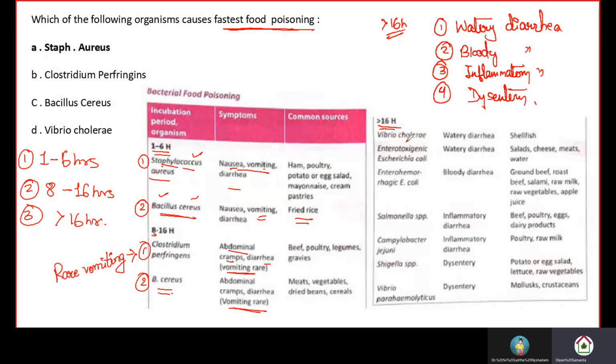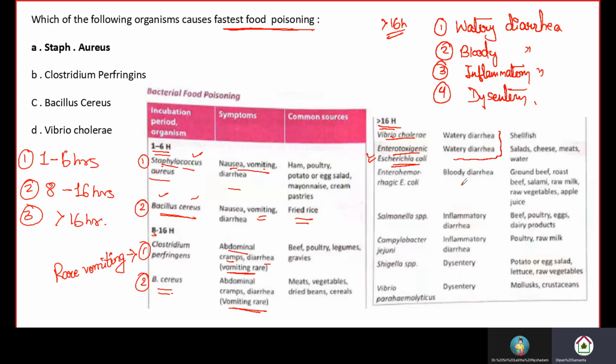So watery diarrhea means Vibrio cholerae or ETEC. We'll study about this also. Enterotoxigenic Escherichia coli. Enterotoxigenic E. coli occurs from salads, cheese, meats, water. And Vibrio cholerae from shellfish. Watery diarrhea.